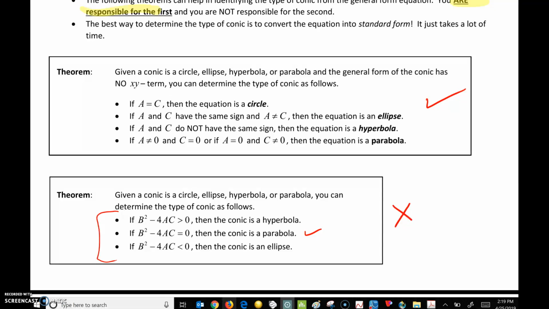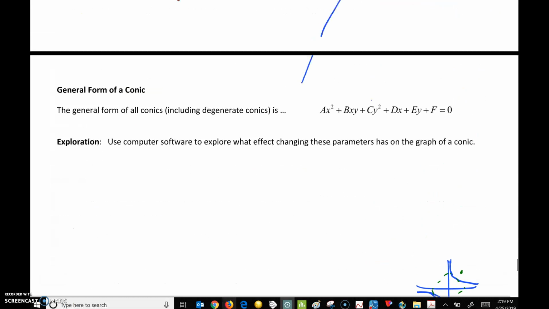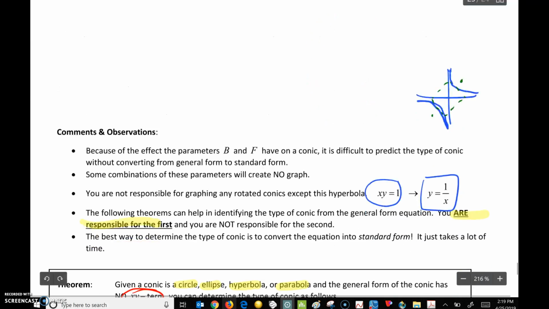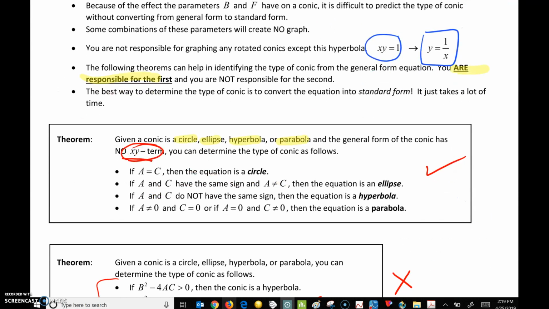So given that a conic is a circle, ellipse, hyperbola, or parabola, and the general form of the conic has no xy term, you can determine the conic as follows. The idea here is you need to know it's not degenerate. If you know it's not degenerate and it's one of those four, and there's no xy term, you can decide what the graph is going to be by looking at this. If A is equal to C, that's the numbers in front of your x squared and your y squared, if those are equal to each other, you know it's a circle. If A and C have the same sign but they're not equal, then it's going to be an ellipse. If A and C do not have the same sign, then it's a hyperbola.